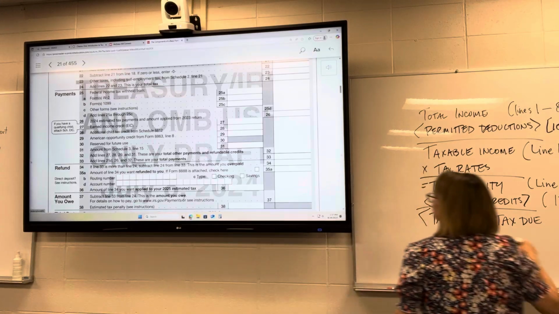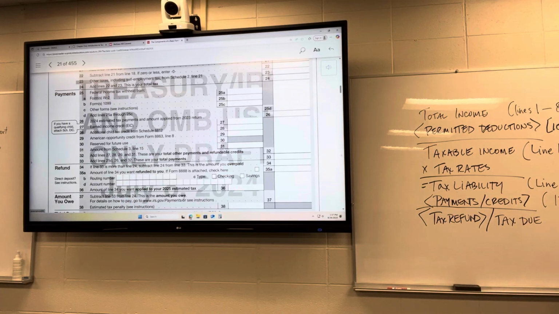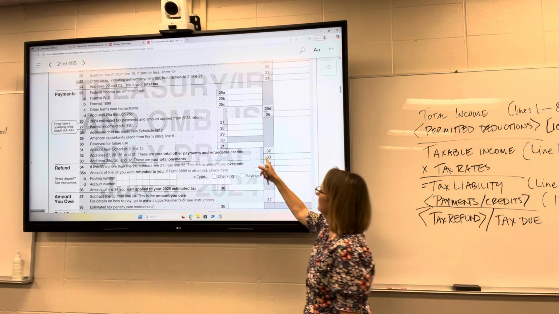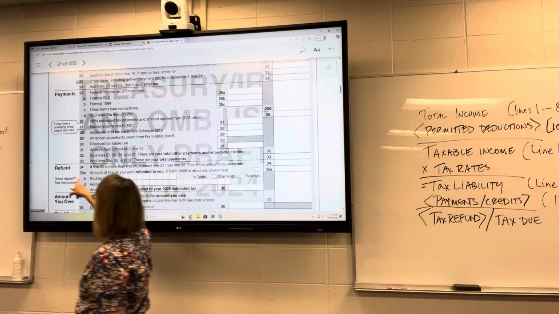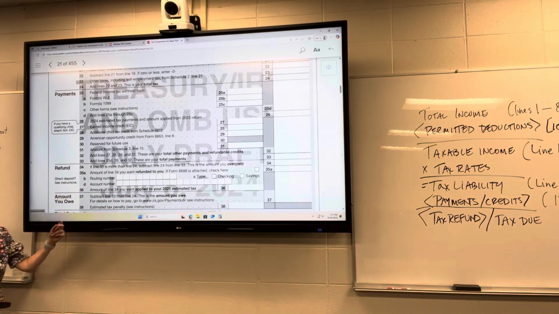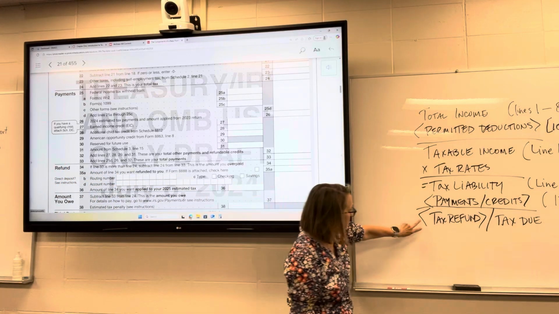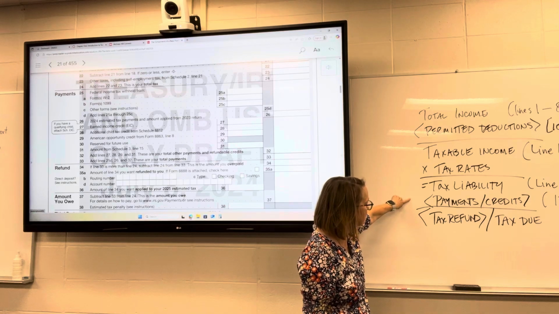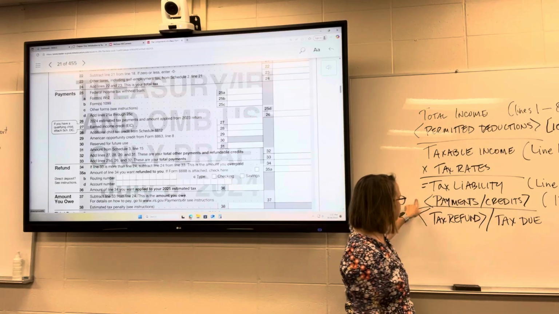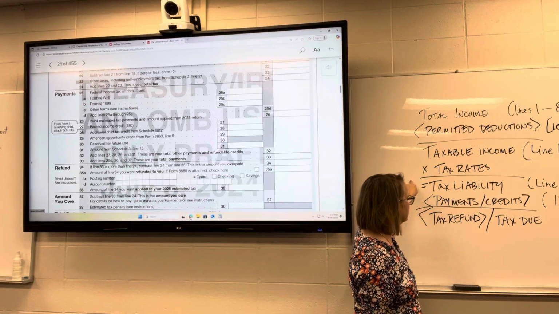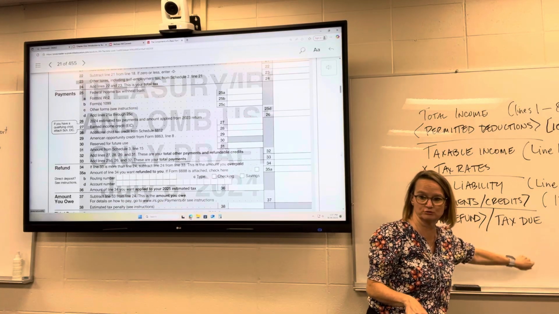25 through 32. But line 33 is our total payments. So we get all of our total payments here, payments and credits. We get down to line 34. If we are due a refund, so if our payments and credits were more than our tax liability, we would be due a refund. If our payments and credits were less than tax liability, we would have an additional amount due.